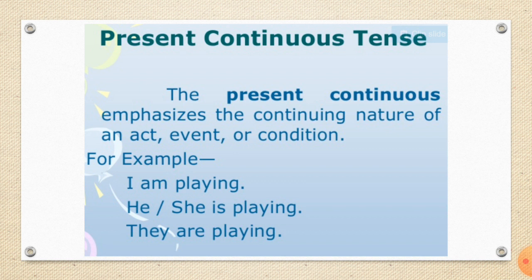Now we will see present continuous tense. When to use present continuous tense? The present continuous emphasizes the continuing nature of an act, event, or condition, an action that is happening now. For example, I am playing, she is playing, they are playing, an action that is happening now. They are reading now.